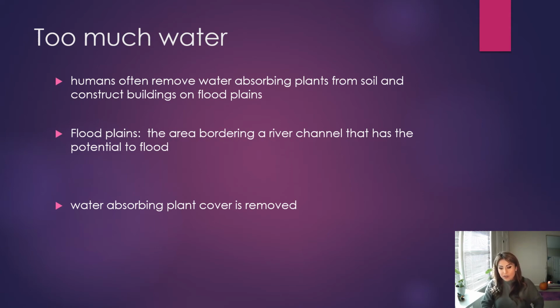When woodland areas, for example, along a river are cut down, the area cannot hold water nearly as well. Plant protected soil absorbs more excess water after heavy precipitation. When an area is developed for human use, water absorbing plant cover is removed. Buildings and paved roads do not absorb water.